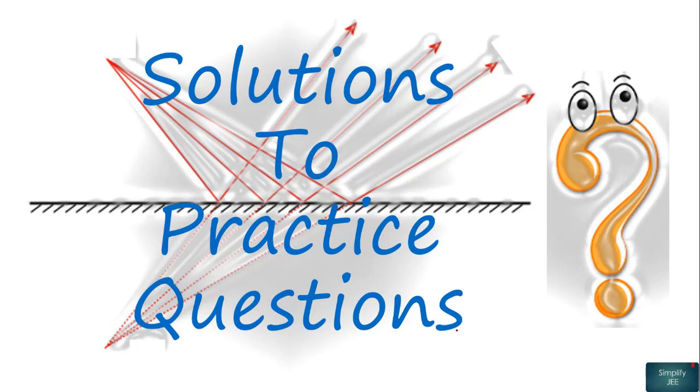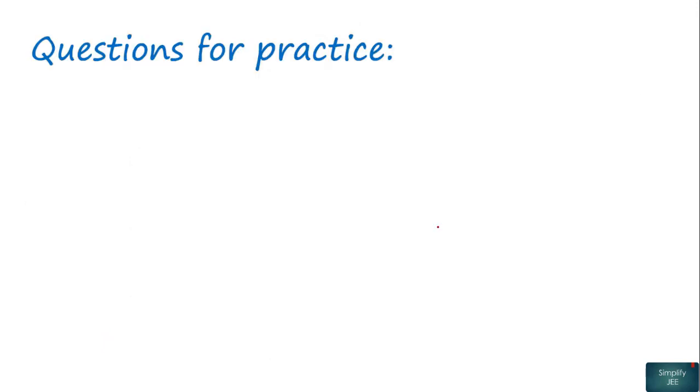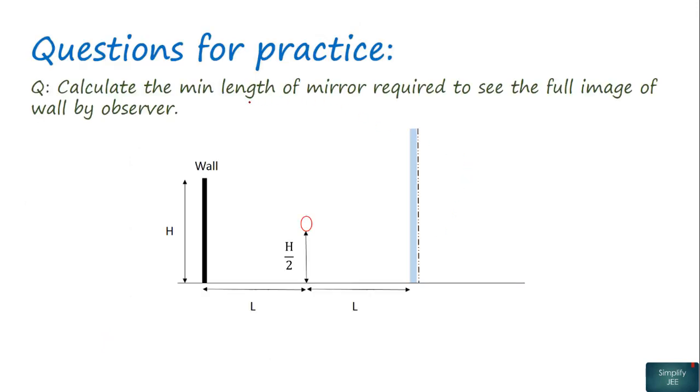Hello students. Now moving further, in this video we will discuss the solutions to the practice questions given as of now. Here we have the first question in which we have to find the minimum length of the mirror required to see the full image of the wall by the observer.